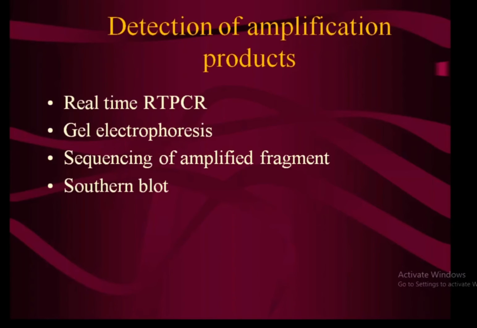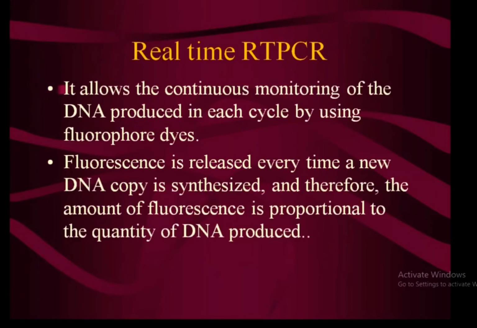In sequencing of the amplified fragment, you know how it is sequenced. Southern blotting is again a technique in which you identify the different DNA molecules, of different sizes. Real-time RT-PCR allows continuous monitoring of the DNA produced in each cycle by using fluorophore dyes. The fluorescence is released every time a new DNA copy is synthesized, and therefore the amount of fluorescence is proportional to the quantity of DNA that is being produced.